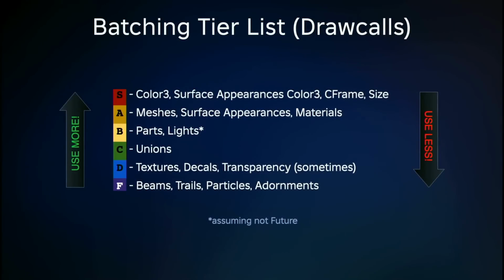So here's a bit of a batching cheat sheet for you. When it comes to deciding what batches better inside of your scenes, what uses less draw calls, and what's better to use a lot of inside of your scene, this is sort of the tier list for it. So right up the top, we have using a lot of color 3 changes on things, using a lot of surface appearance color 3 changes on things, CFrame, size, using meshes and surface appearances and materials is really the go-fast path of Roblox, and is really the most optimized way to put things together. But as it moves down, we start getting down to the transparent things right at the bottom, which need to be sorted, and then they take more draw calls up.